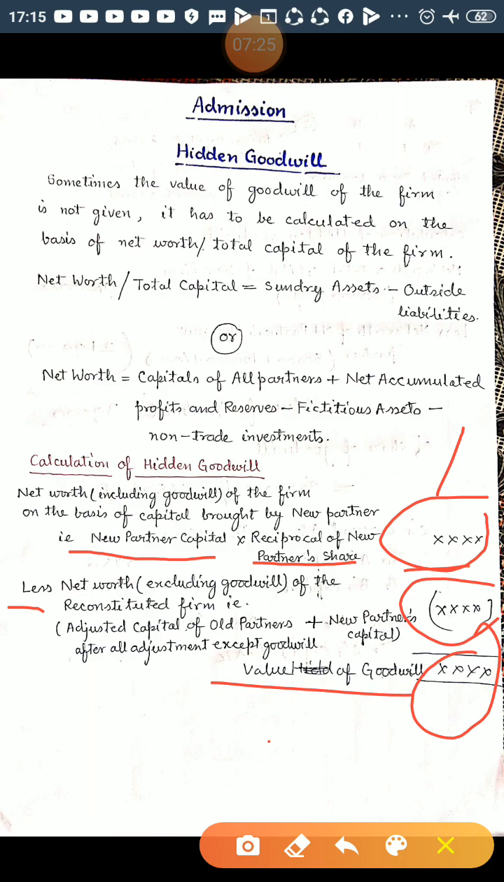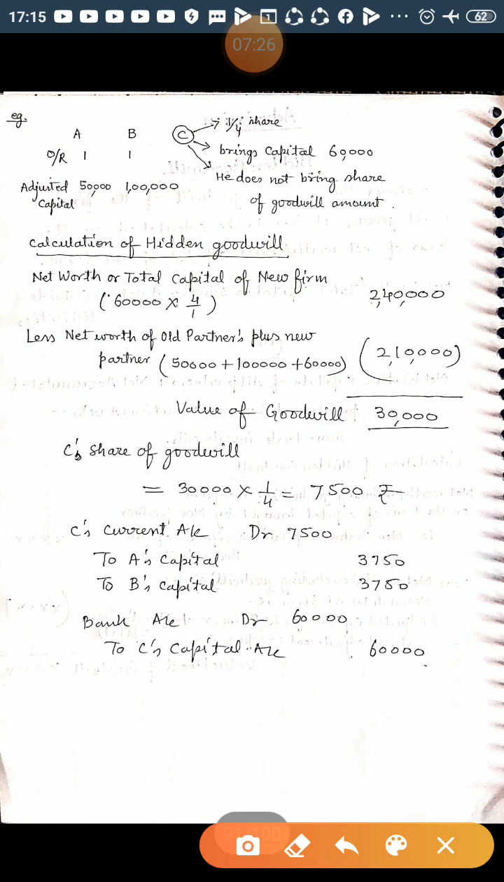For understanding this, I have given you an example. A and B are partners. Their old ratio is 1:1. C is coming in as a new partner. He is coming for a 1/4 share, and he is bringing 60,000 as capital, and he does not bring any share of goodwill amount, or he is not bringing any premium for goodwill.